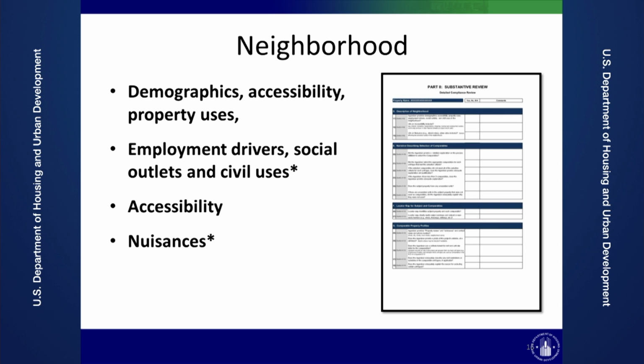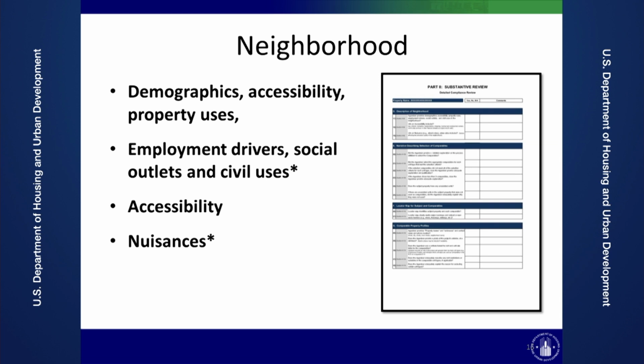In addition, the document needs to have accessibility, and it needs to describe nuisances in the neighborhood. This is one where 60% of the documents that were reviewed did not have a description of any nuisances in the neighborhood, and those kind of things really do need to be included in the study. And if, as a reviewer, you don't see them, then you need to call the appraiser and ask him where that information is.